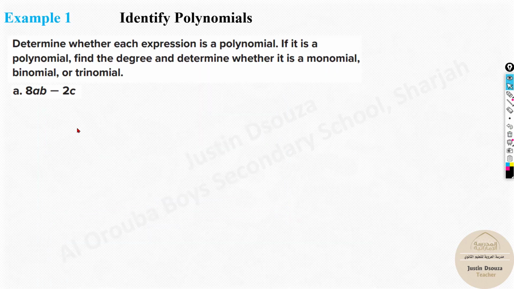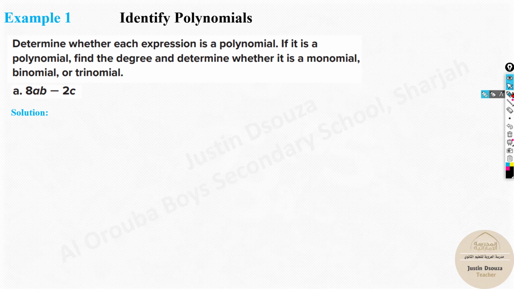You will understand much better now. Determine whether each expression is a polynomial. If it is a polynomial, find the degree and determine whether it's monomial, binomial, or trinomial. Okay, let's look into this. 8ab minus 2c. Now here there are different variables. I was dealing with x because generally we write x, but you can have x, y, z, a, b, l, m, anything you want. Now over here it is a, b, and c.